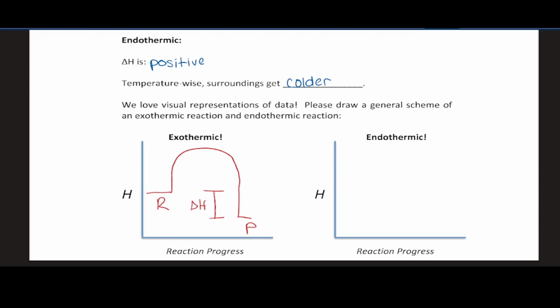For an endothermic reaction, our reactants will be lower in energy than our products. Our delta H then will be positive as we're doing products minus reactants, and our products are now higher in enthalpy. So why don't we look at some problems that illustrate exothermic versus endothermic reactions?